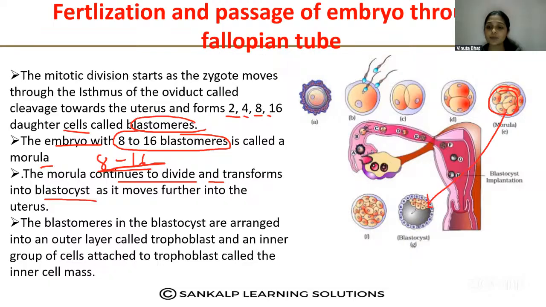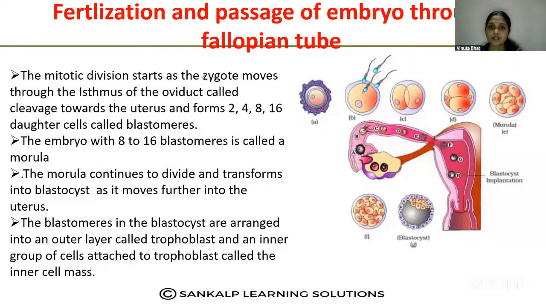Here, what is this blastocyst? You can see the blastomeres of the blastocyst arranged in the outer layer, which is the trophoblast, and here the inner cell mass. This inner cell mass develops into the embryo. So the characteristic arrangement of the cells takes place in the blastocyst, and this blastocyst gets attached to the endometrium, which is called implantation.